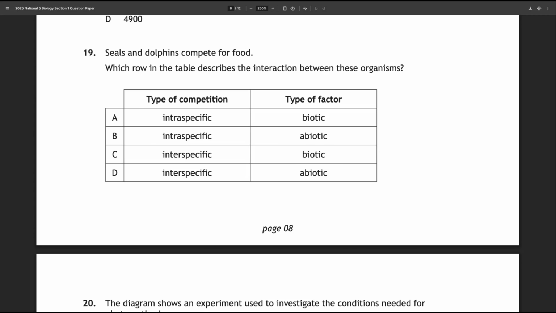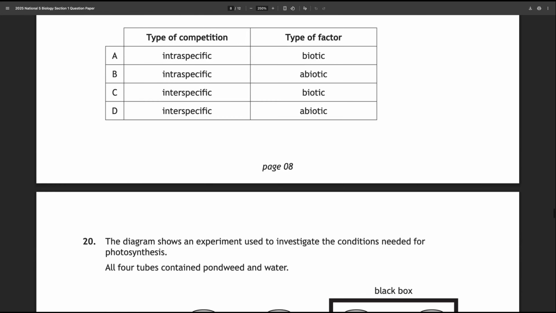And then which one describes the interaction between these organisms? Is it a biotic one or an abiotic one? Well, we know that biotic means living organisms, living things, and abiotic means non-living factors. Seals and dolphins are both competing for food, which is a biotic factor, and therefore it's going to be a biotic interaction. So 19 is going to be C, interspecific and biotic.